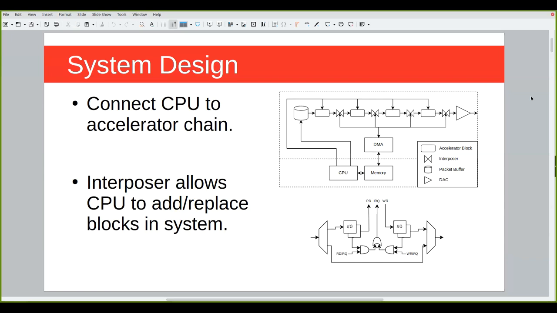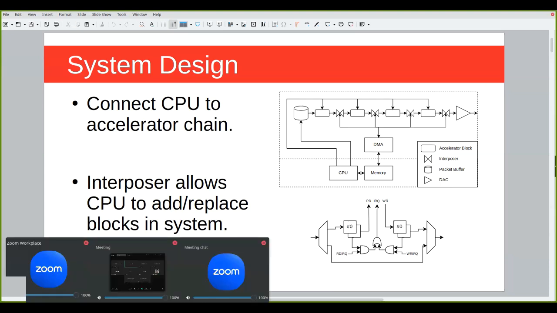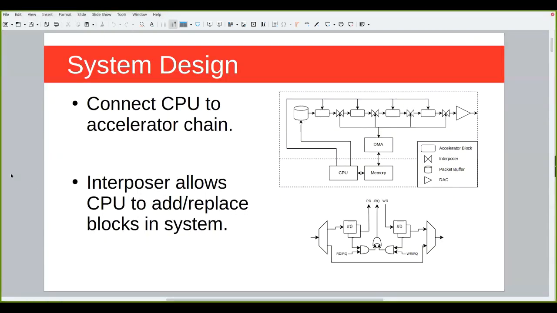This is the key idea in the work. How should the CPU be connected and interact with this chain of accelerator blocks? In the top figure, the same chain of accelerator blocks, just shortened, can be seen. To this chain, a device called an interposer was added that sits between each accelerator block, at each point in the pipeline. This can be seen in the top right figure.